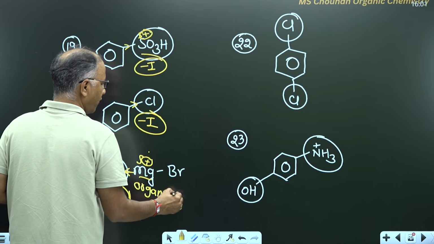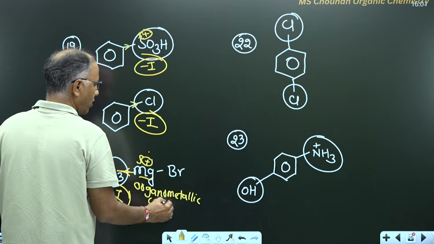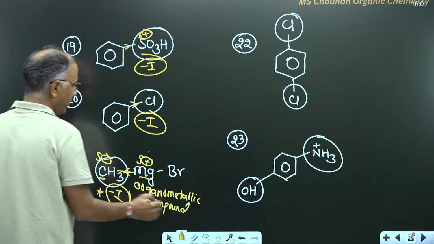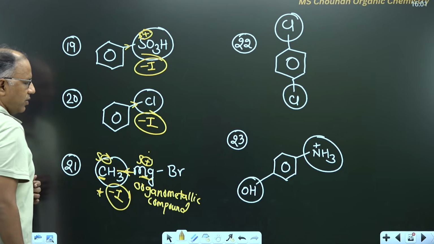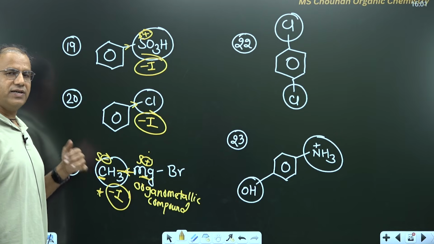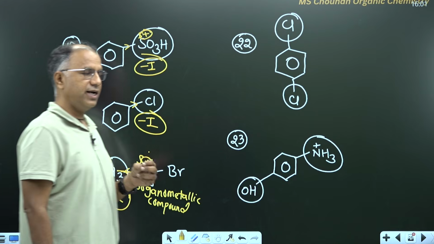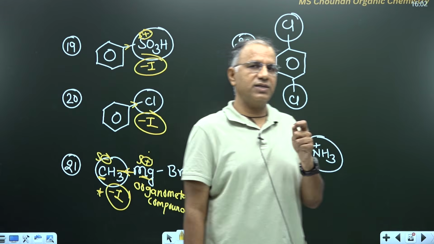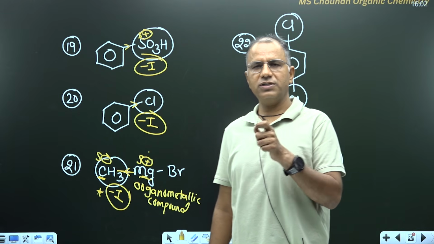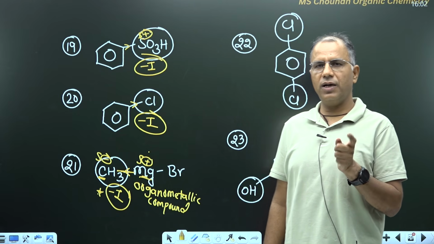Now what is the meaning of organometallic compound? Organometallic compound means a bond between carbon and metal. In the case of organometallic compounds, the alkyl group will show minus I effect. Otherwise, the alkyl group will show plus I effect. We already discussed many examples, and you will see that sp3 hybridized carbon will show plus I effect. You can write in your notes, sp3 hybridized carbon will show plus I effect except in organometallic compounds.